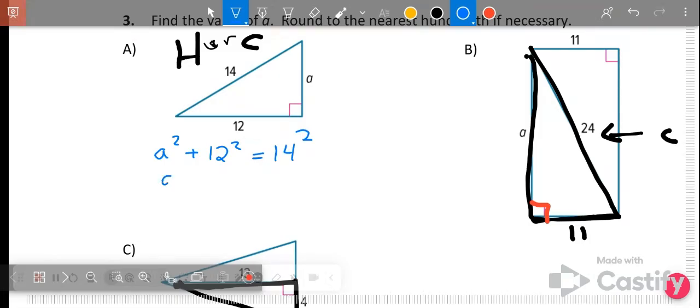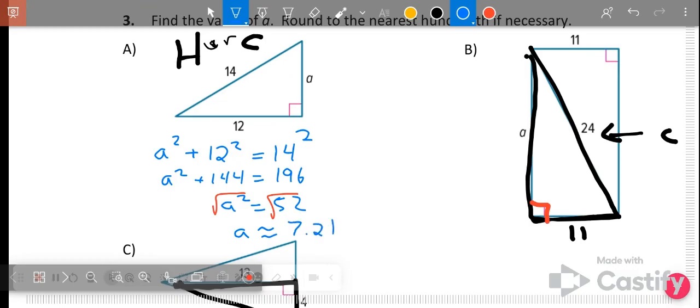And so this gives me a squared plus 144 equals 196. We subtract 144 and we get 52. And then again, to get rid of that squared, we're going to do a square root. Those are what cancels out. That radical sign, when it's getting rid of the 2, which is a squared symbol, we call a square root. And so here our answer is going to be, and I do believe that we are following our base rule, which is rounding to the nearest hundredth, so we would say 7.21.